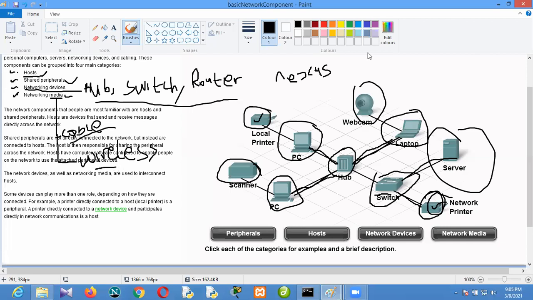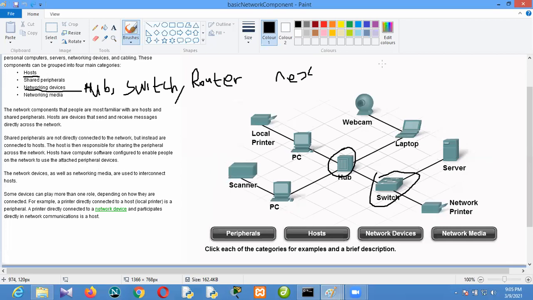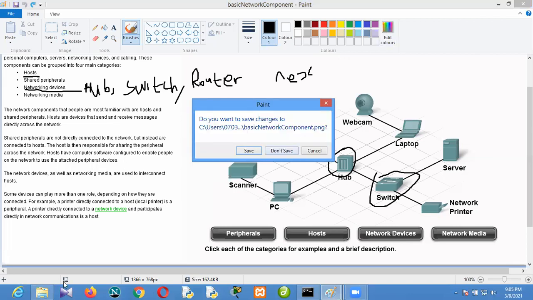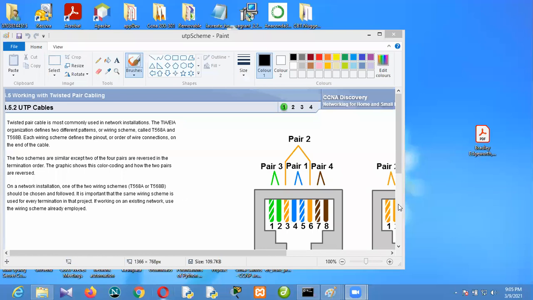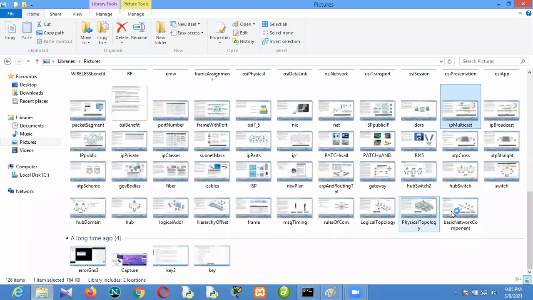In wired media. Sorry, I have to close this. Hold on. I have to open it again. Okay. Sorry, I need other things too, but for now.